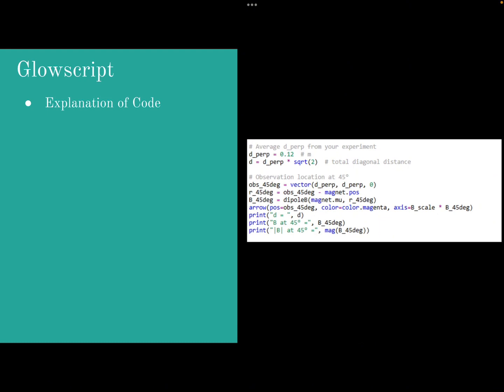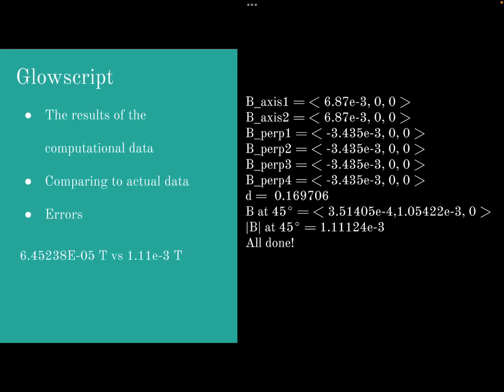And in the final part of our code, we calculated the 45-degree off-axis field using the formula from earlier. And here are the results that we got. The computational model shows magnetic field values along the magnetic axis and perpendicular to it, with on-axis fields around 6.8 times 10 to the negative 3 teslas, and the perpendicular field is negative 3.435 times 10 to the negative 3 teslas. At the 45-degree off-axis position, the model predicts a magnetic field of approximately 1.11 times 10 to the negative 3 teslas, when compared to the actual experimental measurement of 6.4 times 10 to the negative 5 at the same position.